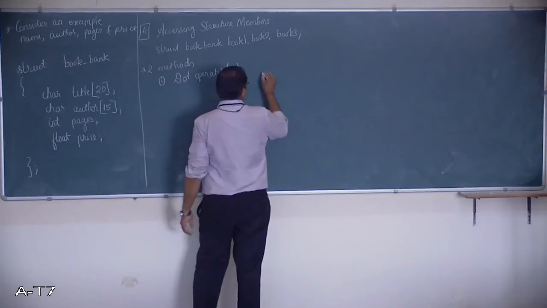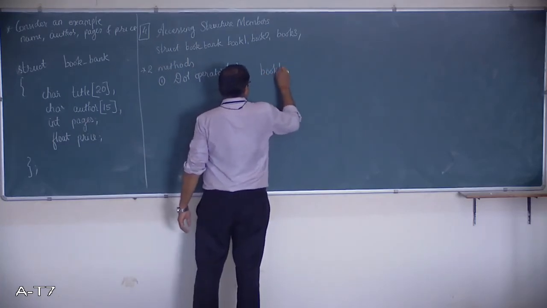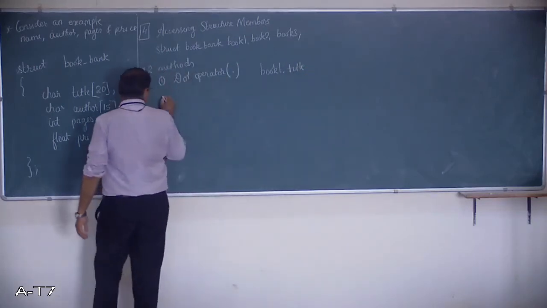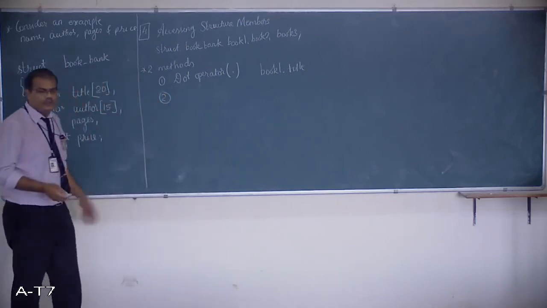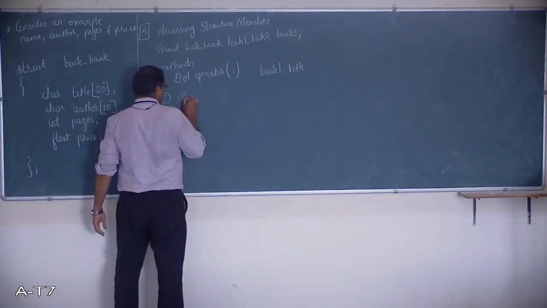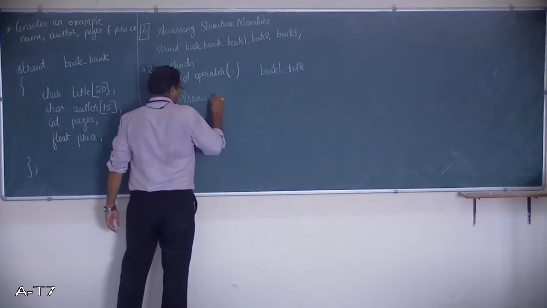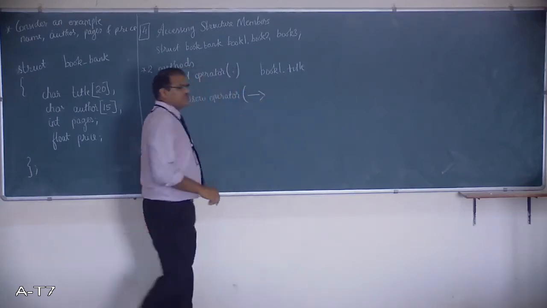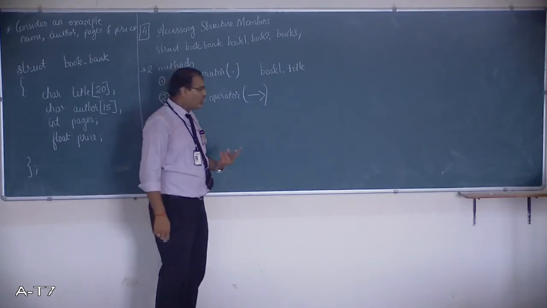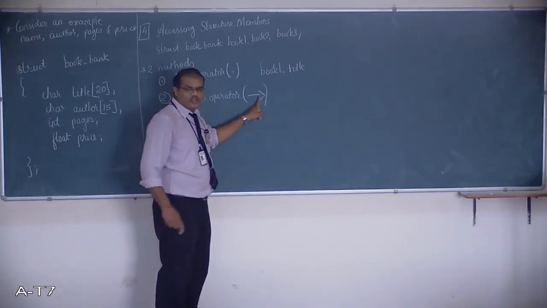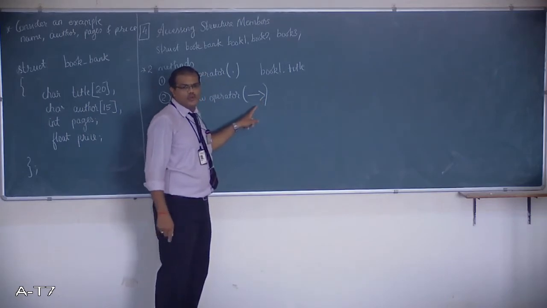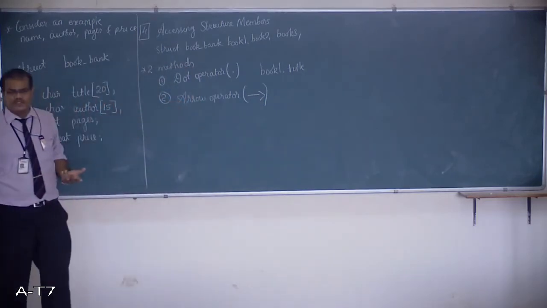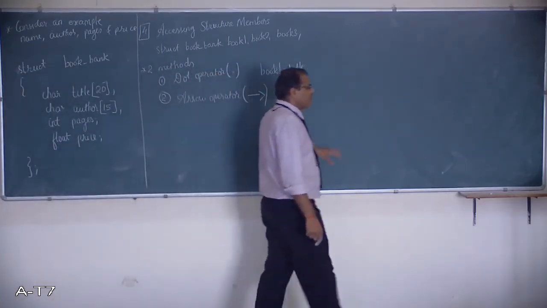So I can use like book1 dot title. The second method we use for pointers, which is a combination of 2 special characters, a dash or hyphen and a greater than symbol. So it looks like an arrow. This we use for pointers basically. So we'll use a simple dot operator here for defining our variables.